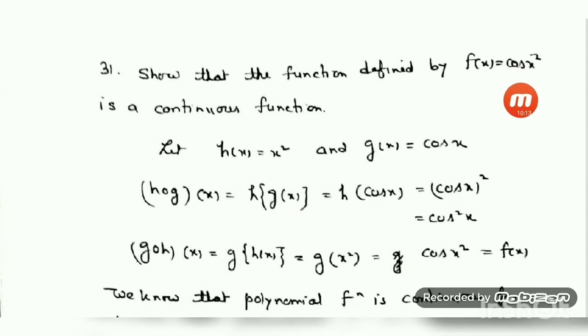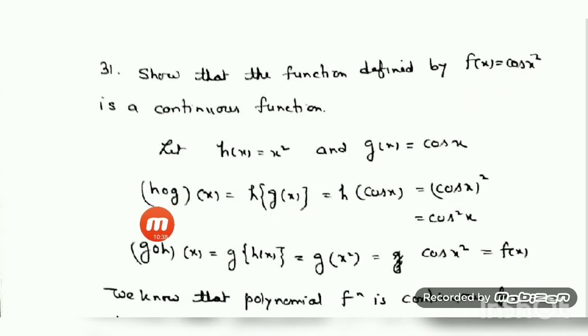So here you see it is a combination of functions. What are the functions combined here? One is the square function and the other is the cosine function. So I name the functions: h(x) equal to x square and g(x) equal to cos x. Okay, it's up to you, we can give any name. Then after that, let us find out the composite function of this one.